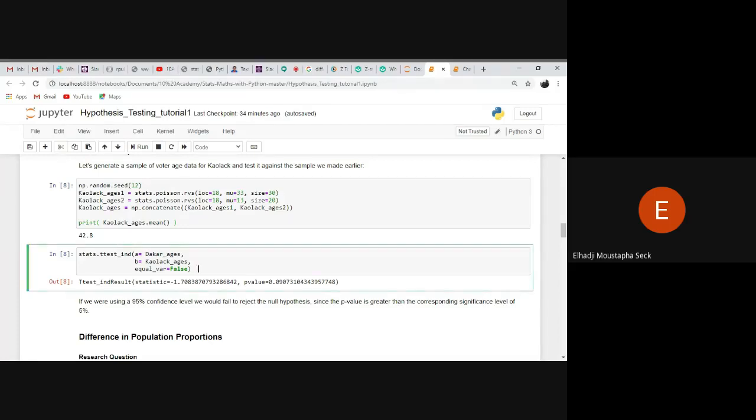So when I run this code, it gives me these values. I have the t-statistic, and I have the p-value, which is 0.09. So that means that the p-value is greater than 0.05, so we have to accept the null hypothesis. If we were using a 95% confidence level, we would fail to reject the null hypothesis. So here we cannot reject the null hypothesis because the p-value is greater than the corresponding significance level, and the corresponding significance level for a 95% confidence level is 5%.